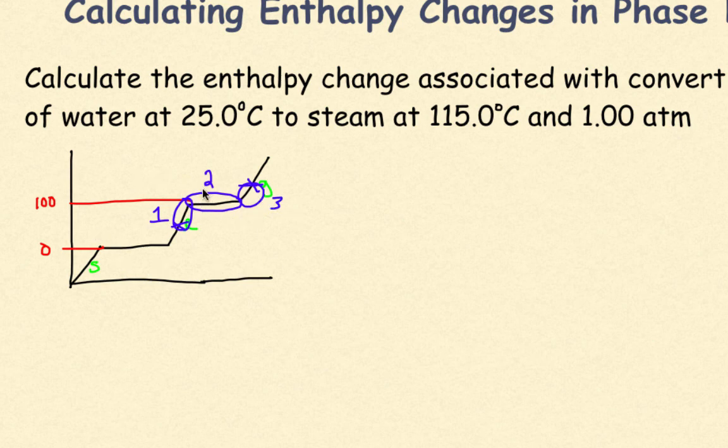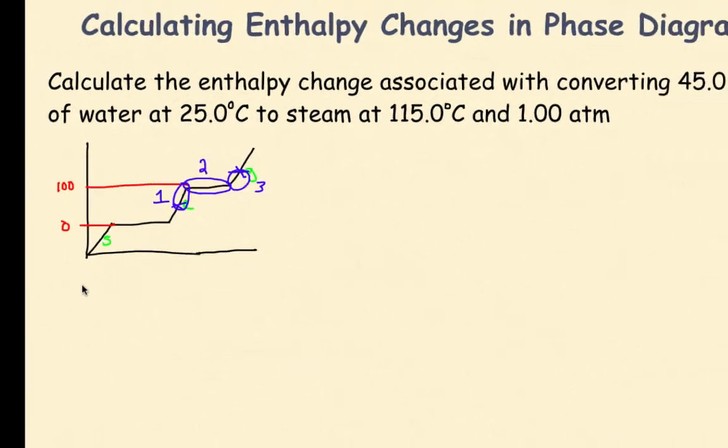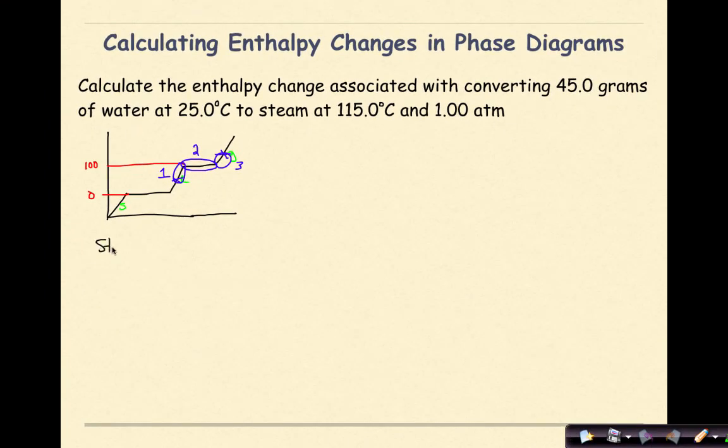So I have my phase diagram. I know where I started, I know where I want to get to, and I've mapped out the number of steps that I need to do. The next thing I need to do is just figure out what formulas I'm going to use. So the formula that I need for step 1 is going to be Q equals mc delta T. And I know it's going to be that because I'm experiencing a change in temperature because I'm on a diagonal.